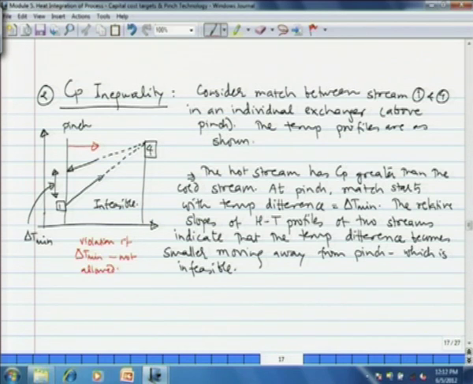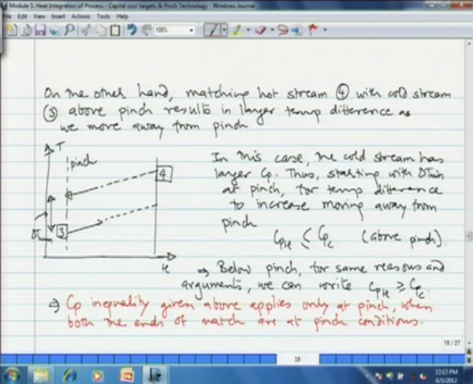Therefore, we get one more constraint for placing matches between the exchangers, that the CP inequality should be obeyed, which means above pinch, the hot stream should have CP value lesser than the cold stream, which is now shown in the diagram on your screen. On the other hand, matching hot stream 4 with the cold stream 3 above pinch results in a larger temperature difference as we move away from the pinch.